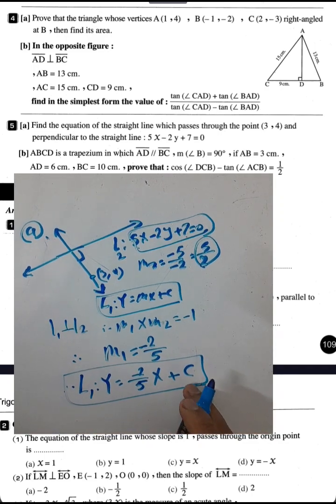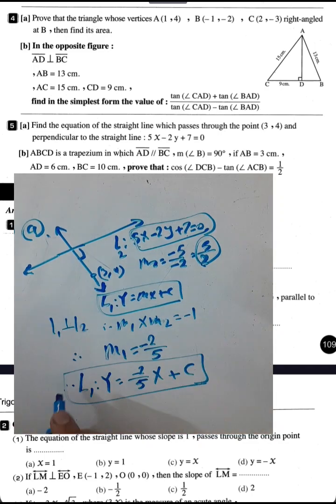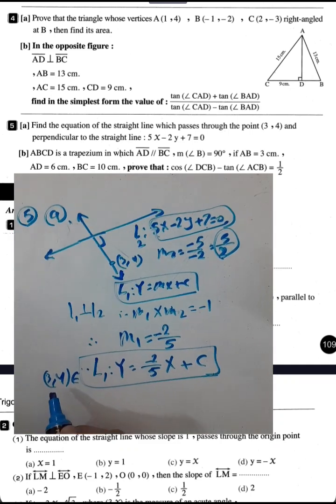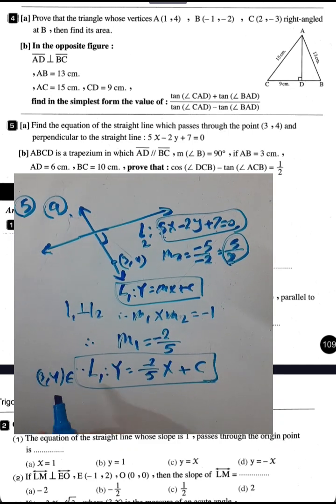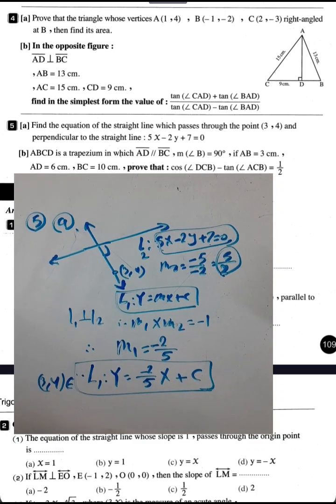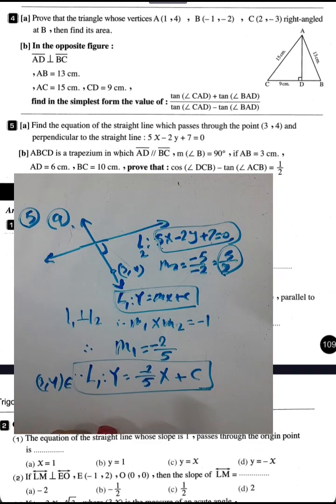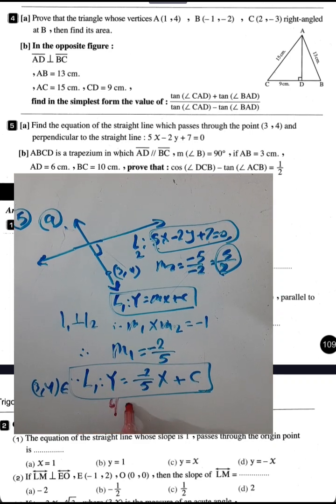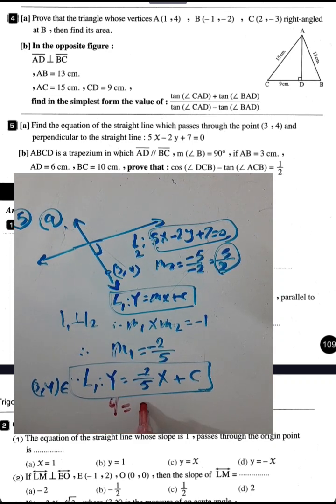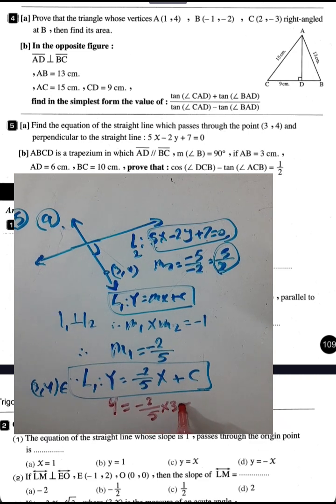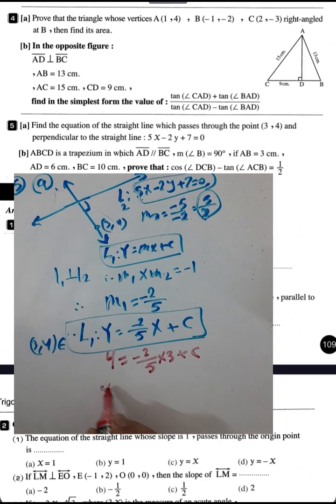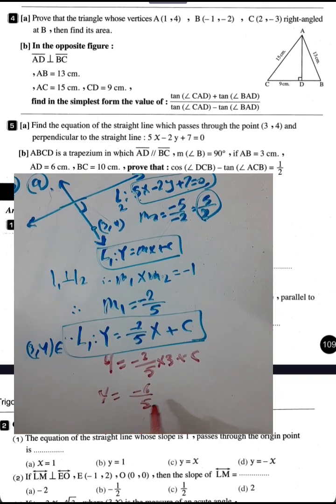And then you can find the constant here by putting in the point (3, 4). It passes through (3, 4). This point satisfies this equation. So you can put x equals 3 and y equals 4 in this equation to find the constant. So y equals 4 and x equals 3: negative 2 over 5 times 3 plus constant. Then the result will be 4 equals negative 6 over 5 plus constant.